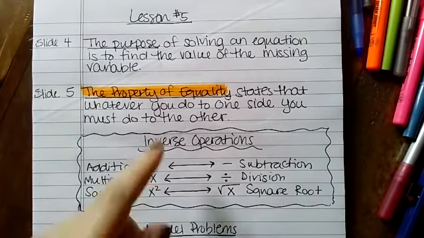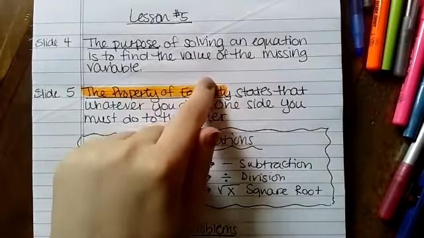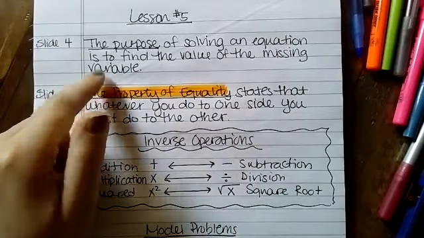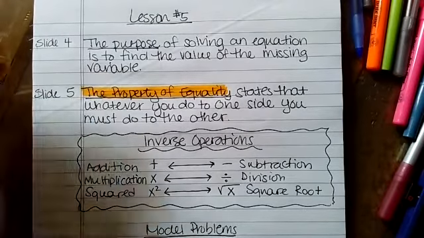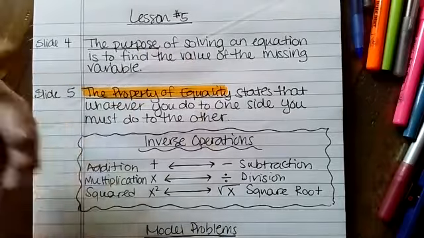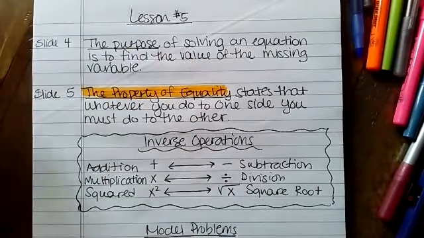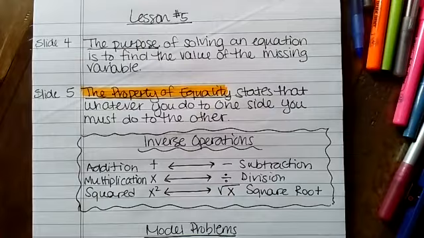So the purpose of solving an equation is to find the value of the missing variable. Remember that a variable is a letter that represents a number that we don't know, and value means a number. So we're trying to find out what that letter equals. What is the number that that letter equals, right?